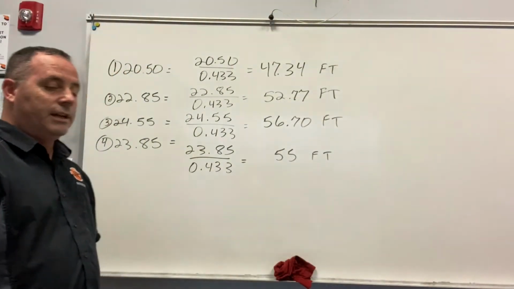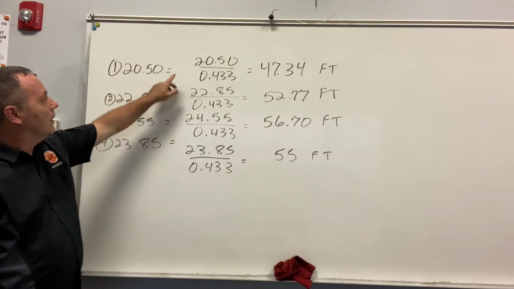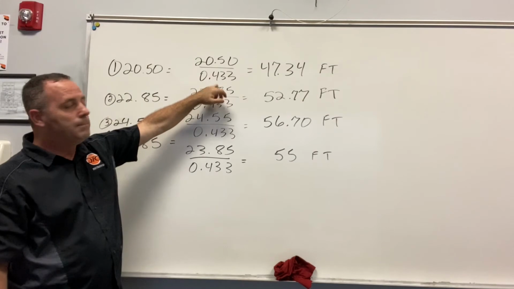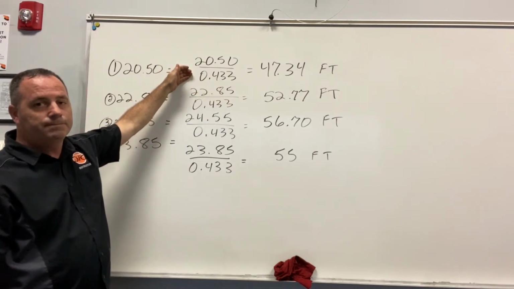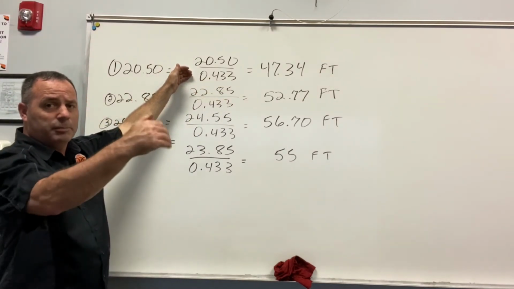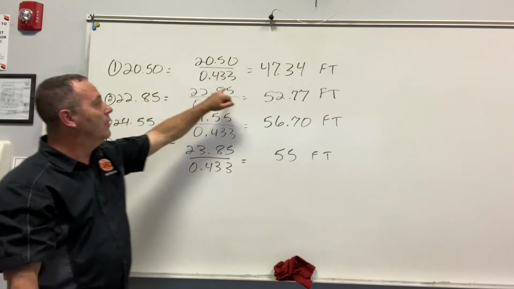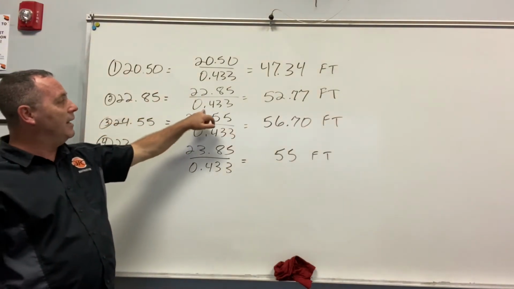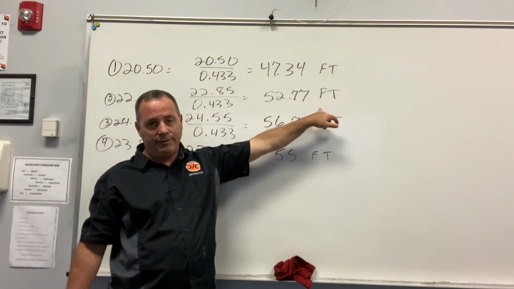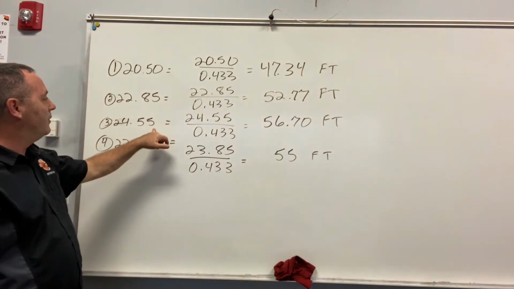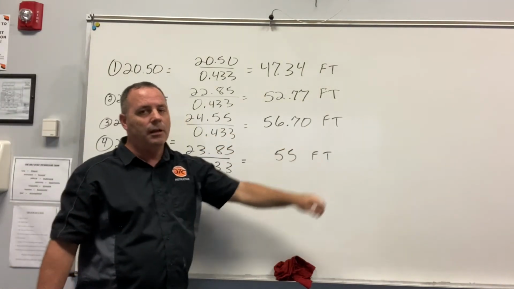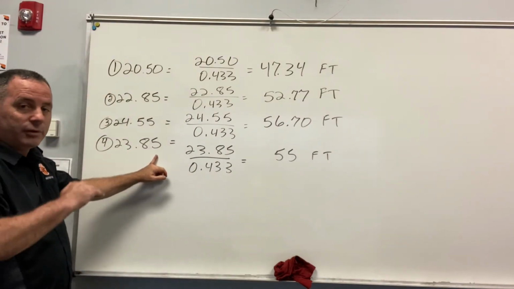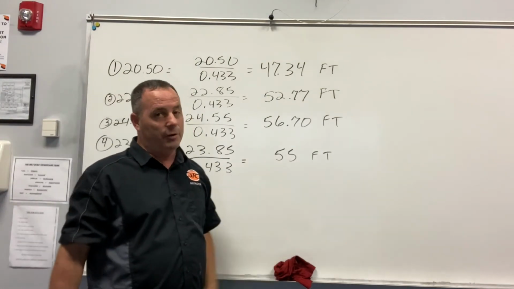All right, so let's look at what we got here. Over the foot conversion, when we do the division to figure out what it is per foot in pipe, we get 47.34 feet. For 22.85, we get 52.77 feet. For 24.55, we get 56.70 feet. For 23.85 pressure differential, we get a 55-foot run of pipe.